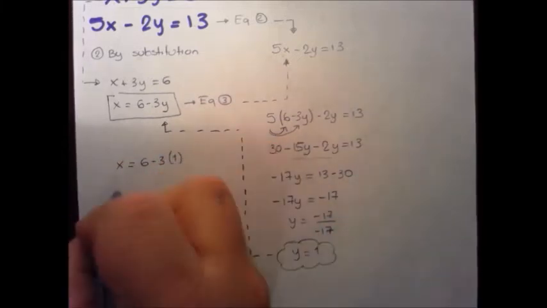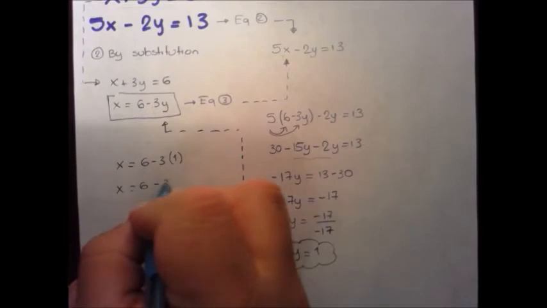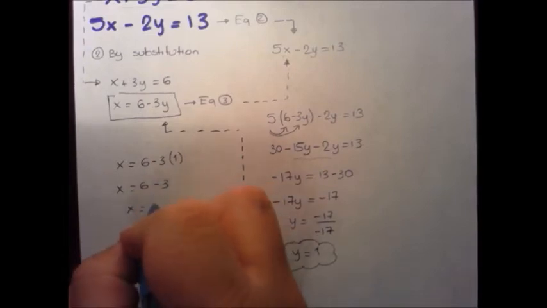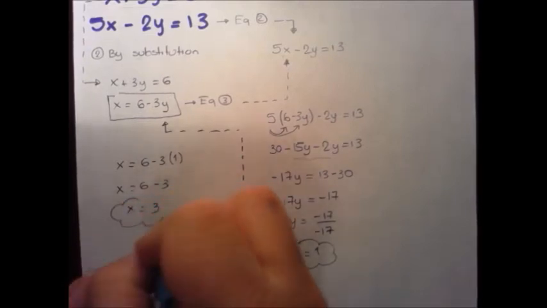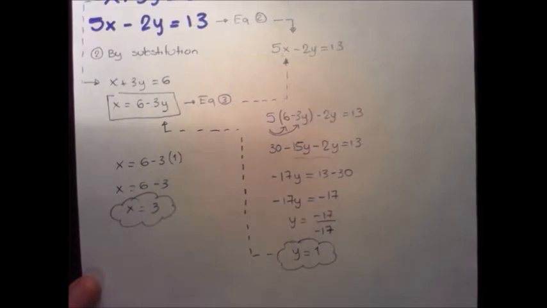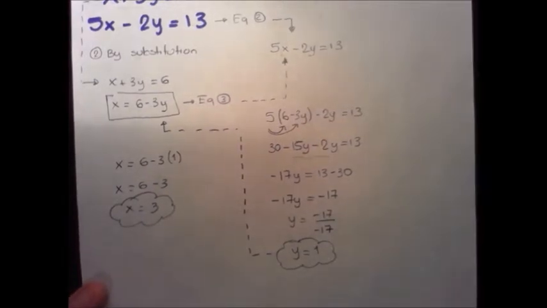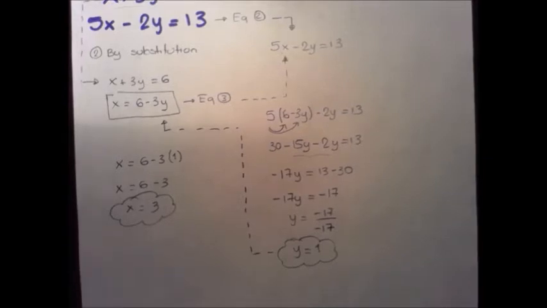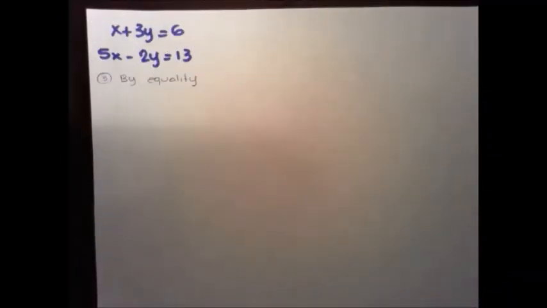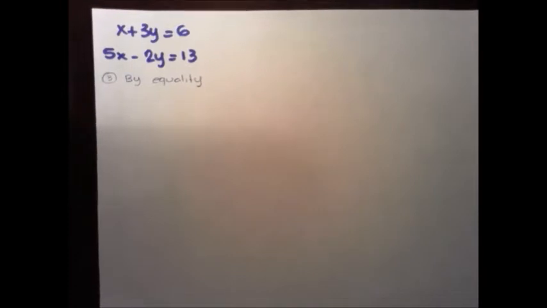So x is equal to 6 minus 3, so the x value is 3, positive. As you can see, we got the same result as in the last methodology. Okay, so we have 3 and 1. The third methodology is called equality.